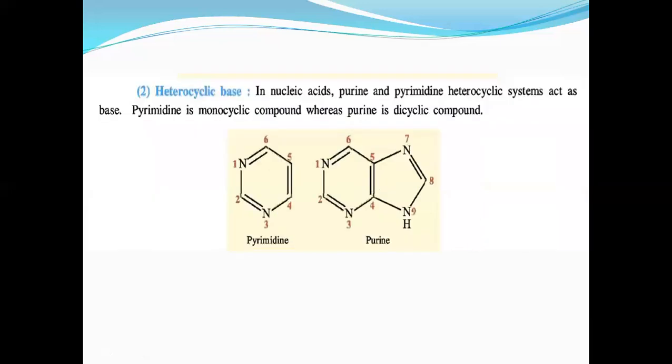Now the heterocyclic base. The base itself shows nitrogen is present over there. So there are pyrimidine as well as purine. Pyrimidine consists of two nitrogens in the 1 and 3 positions with the benzene ring, and purine consists of a dicyclic compound in which it shows 1, 2, 3, 4, 5, 6, and then the 7th, which is attached with the 5th carbon, not with the 4th carbon. Then it's the number 7, 8, and 9. So this structure is a purine.